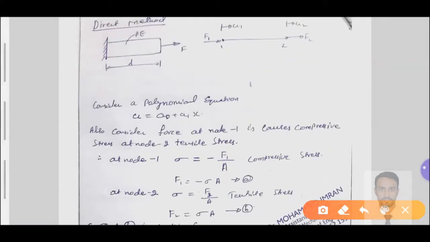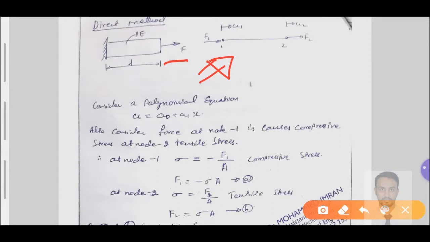one end fixed and another end free and axially loaded with a force F1, converted in terms of an FE model by two nodes, node 1 and 2, with a force F1 at node 1 and F2 at node 2. Due to the application of loads F1 and F2, displacements will occur at node 1, U1, and U2. First, consider a polynomial equation for a given bar element.